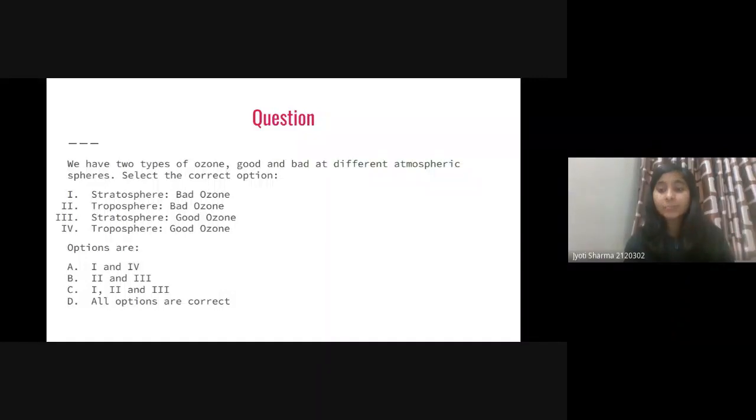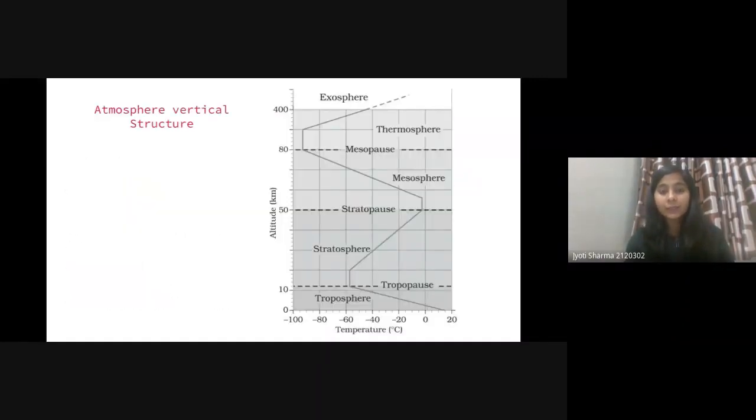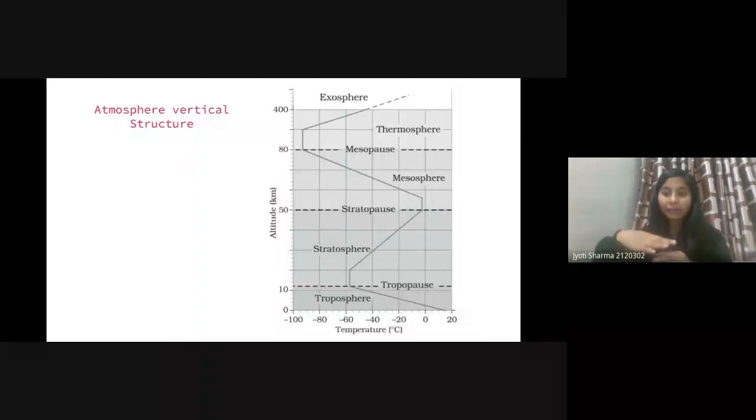Okay, Rashmi gave me the right answer. The answer should be B. And you know the vertical profiling of the atmosphere: near the surface, we have the troposphere, right? Above it, we have the stratosphere, above it the mesosphere, and above it the thermosphere. So we have four spheres of the atmosphere, and with height, the sphere changes.